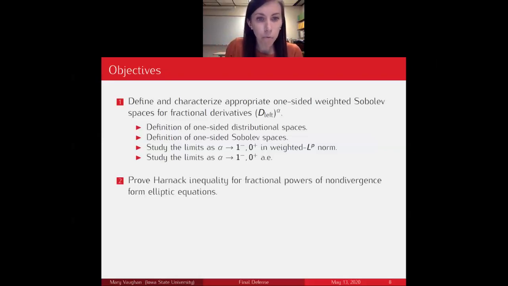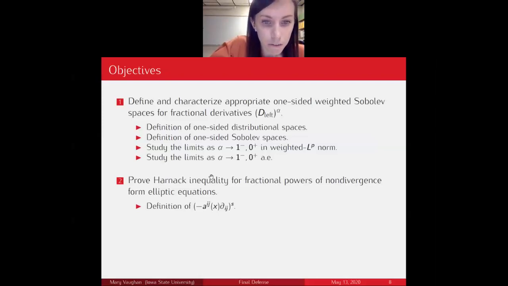Second, we will prove Harnack inequality for fractional powers of non-divergence form elliptic equations. The first thing we encounter is how to define fractional powers, how to define these fractional operators, because for these non-divergence form equations, there's no natural Hilbert space structure, so there's no Fourier transform. So how do we define this?